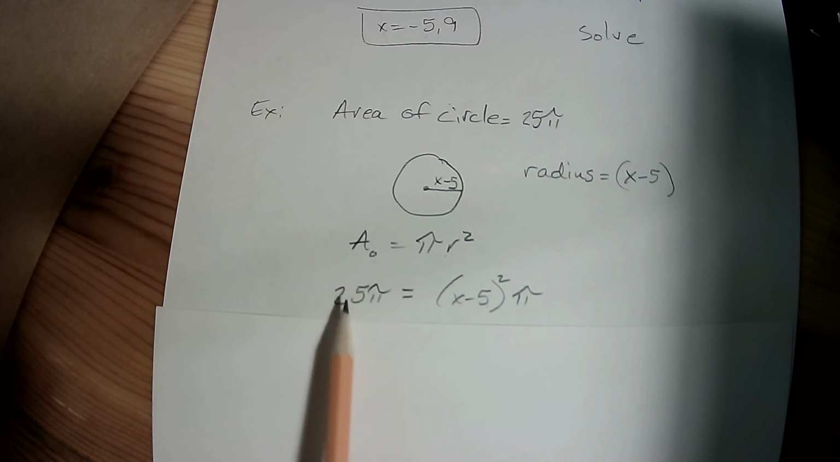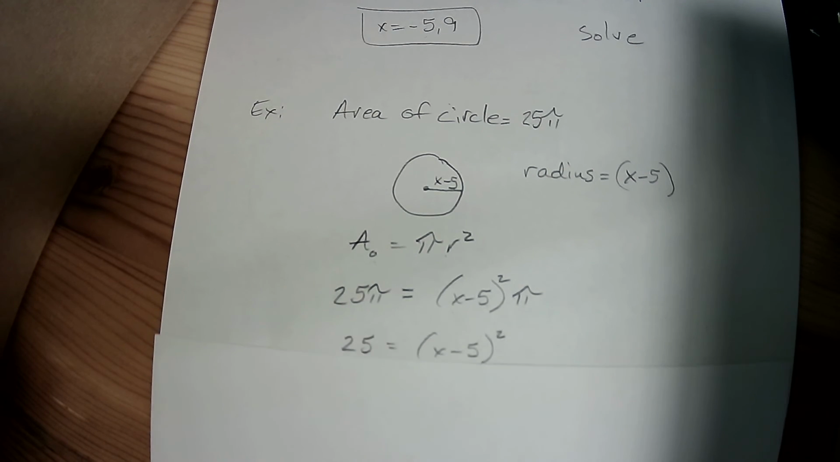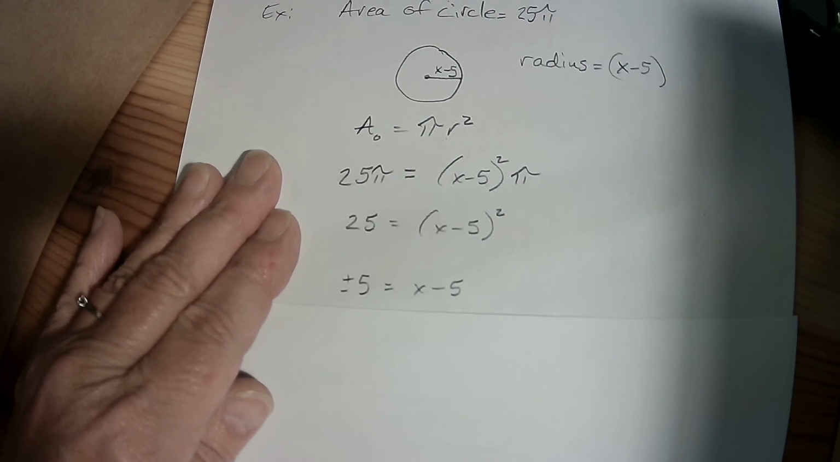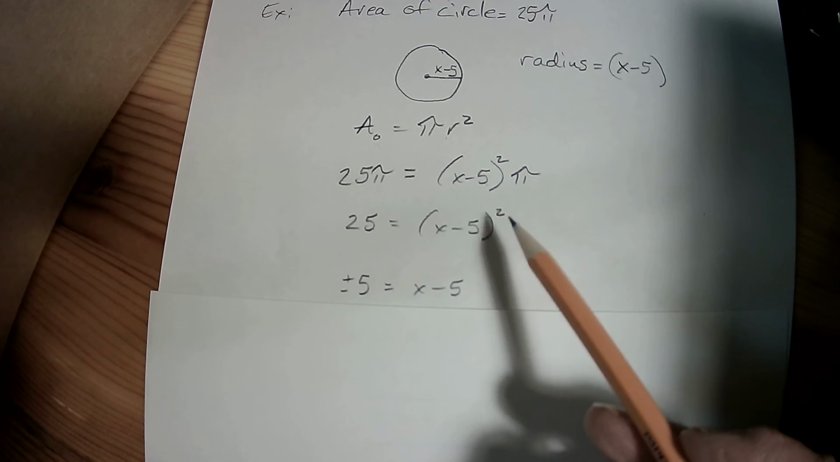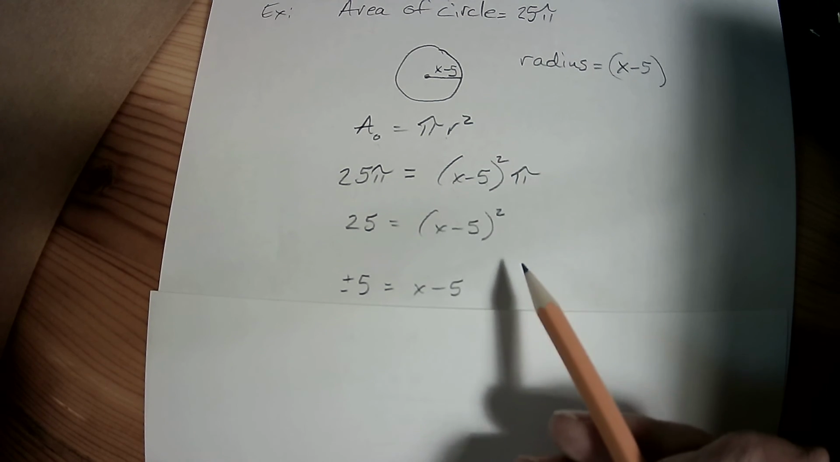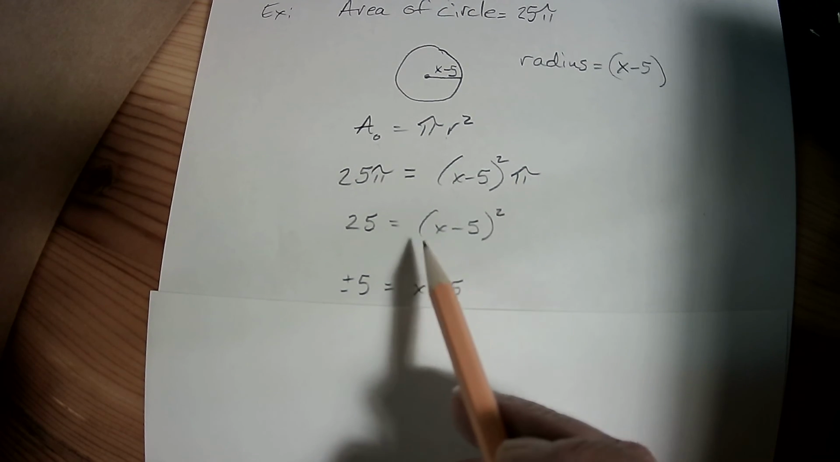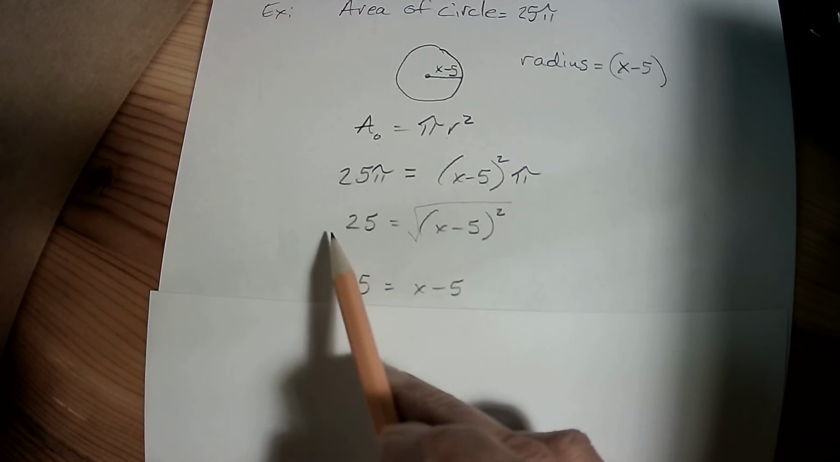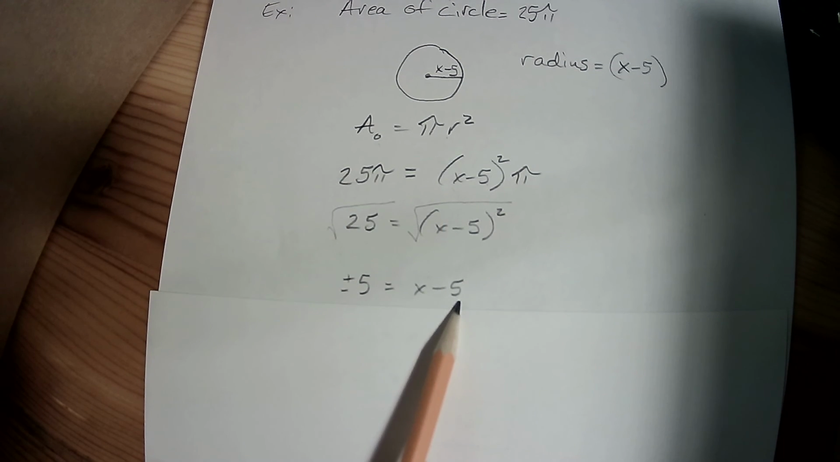Let's go ahead and divide both sides by pi, and when you do that, you end up with 25 equals x minus 5 squared. And I'm going to go ahead and use the square roots method to solve this because I think it's the easiest in this particular case. And we know that to undo squaring something, you're going to take the square root of both sides. So if I took the square root of that and the square root of that, this is what I get as a result.